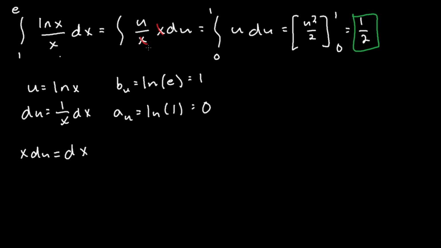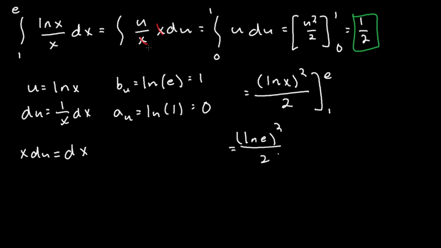Now, let's solve this problem in terms of x. So this is our antiderivative, u squared over 2. If we replace u with your x values, you get ln of x squared over 2 with the bounds 1 and e. So if we plug in e into this, we get ln of e squared over 2 minus ln of 1 squared over 2.